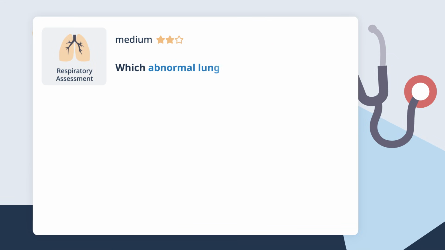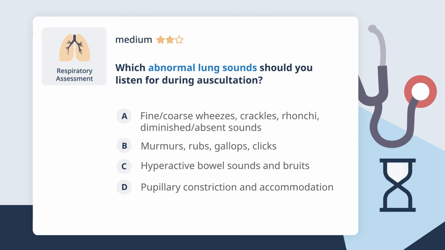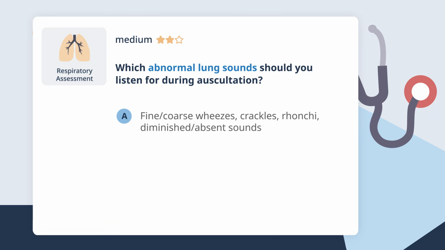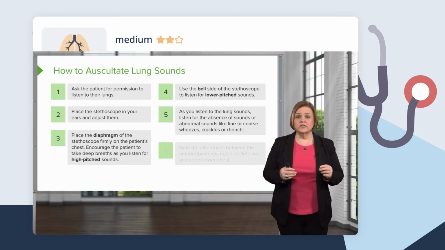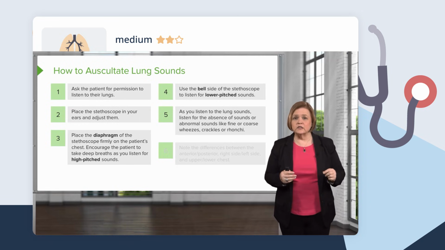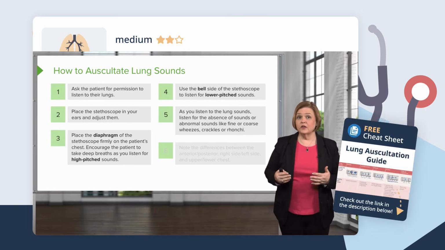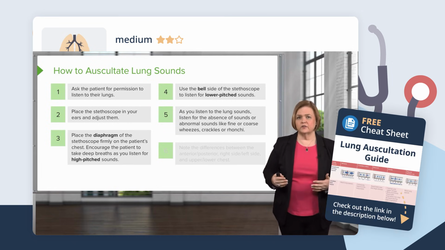Which abnormal lung sounds should you listen for during auscultation? Now, as you're listening to the lung sounds, listen for some abnormal sounds. You're listening for things like fine or coarse wheezes, crackles, rhonchi, or even an absence of sounds or diminished sounds.